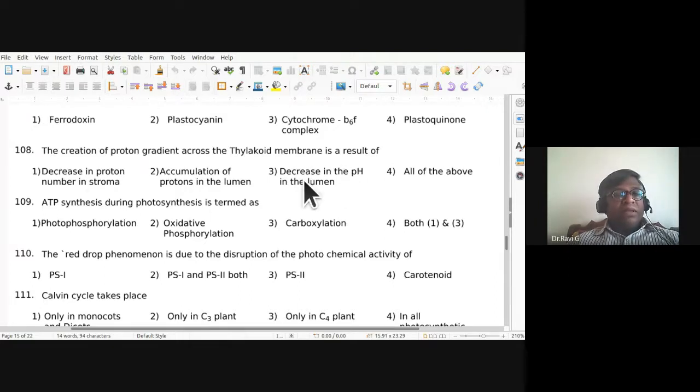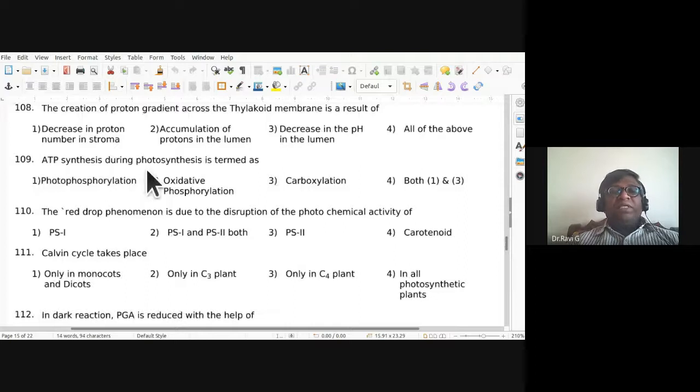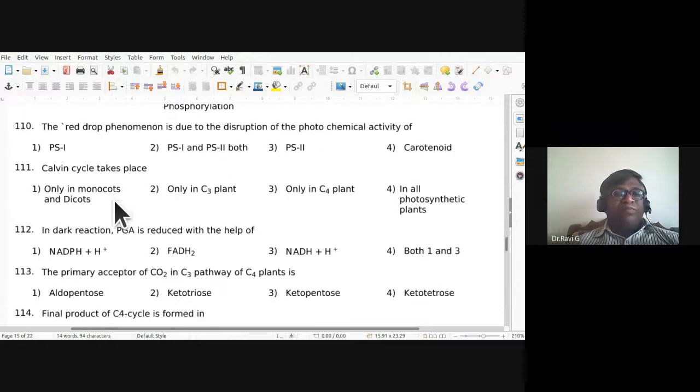Okay. Next question. ATP synthesis during photosynthesis is termed as photophosphorylation. In presence of light, ATP is synthesized, that is photophosphorylation. Oxidative phosphorylation, we use it for the respiration process, the last stage, terminal oxidation, where by oxidation process there is creation of ATP. So the answer here is during photosynthesis, it is called photophosphorylation.